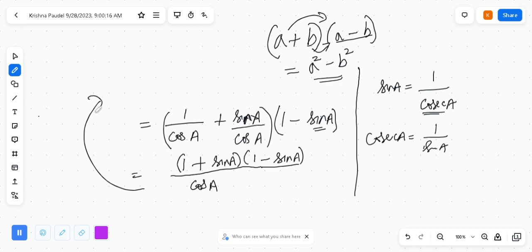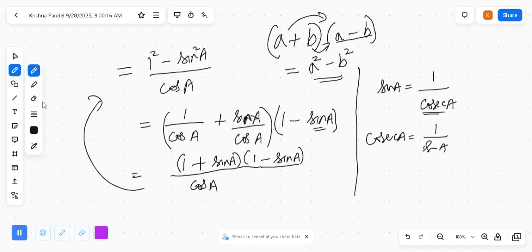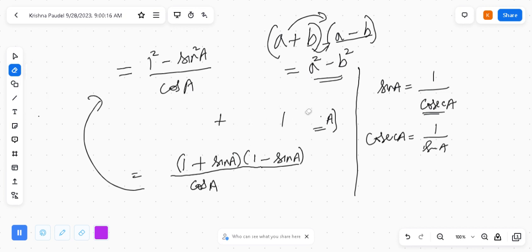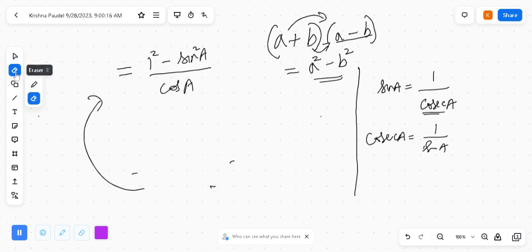So the answer will be a square minus b square divided by cos a, because the denominator remains the same, no changes. So please note down the steps, copy as I am doing, then you'll be able to understand much better. After this, if you see, 1 square will become 1 and sine square will remain as it is, divided by cos a.